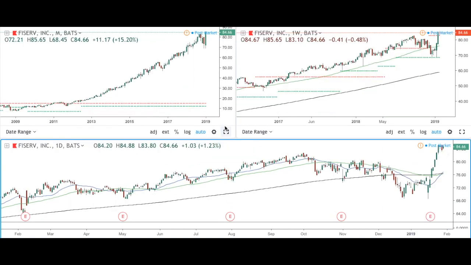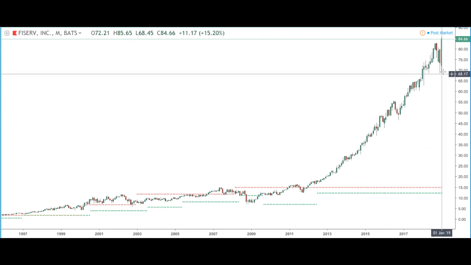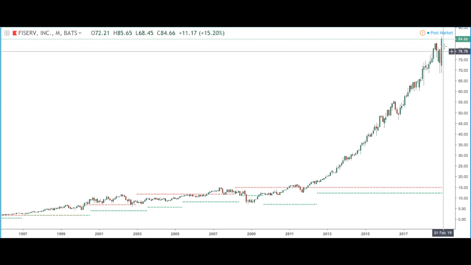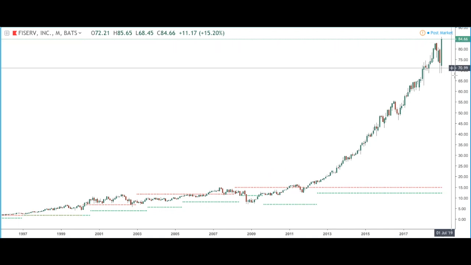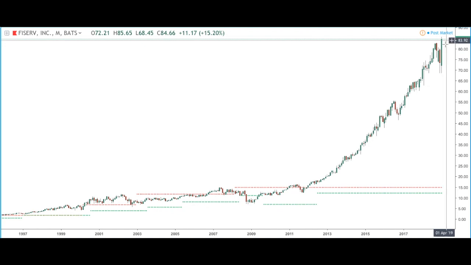And the last stock we'll be looking at is Fiserv Incorporated, ticker symbol FISV. Looking at the monthly time frame, we can see that price has been gaining bullish momentum again as well and found strong support at the round number 70. We are also trading at a new all-time high, and price is currently trading at $84.66.